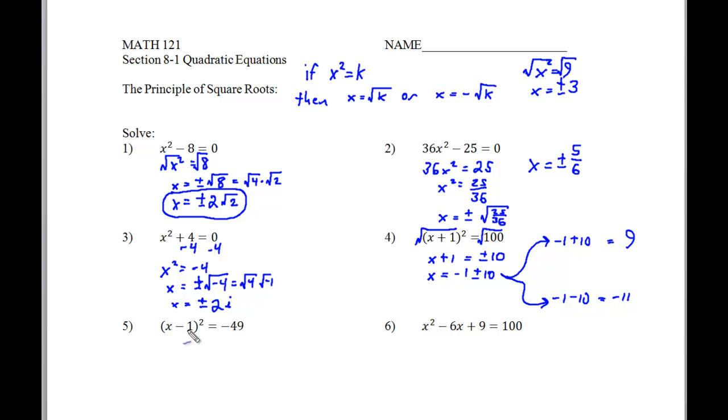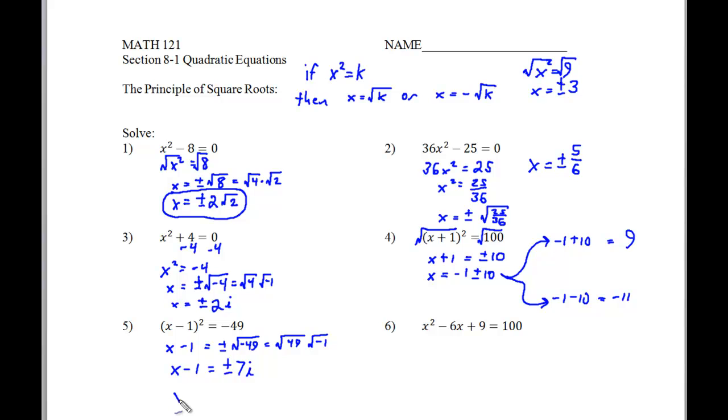Problem number 5 is very similar to problem 4. If I take the square root of both sides, I get x minus 1 is equal to plus or minus the square root of negative 49, which I can break into the square root of positive 49 and the square root of negative 1. This gives me x minus 1 is equal to plus or minus 7i, because I have the square root of 49, which is 7, and the square root of negative 1, which is i.